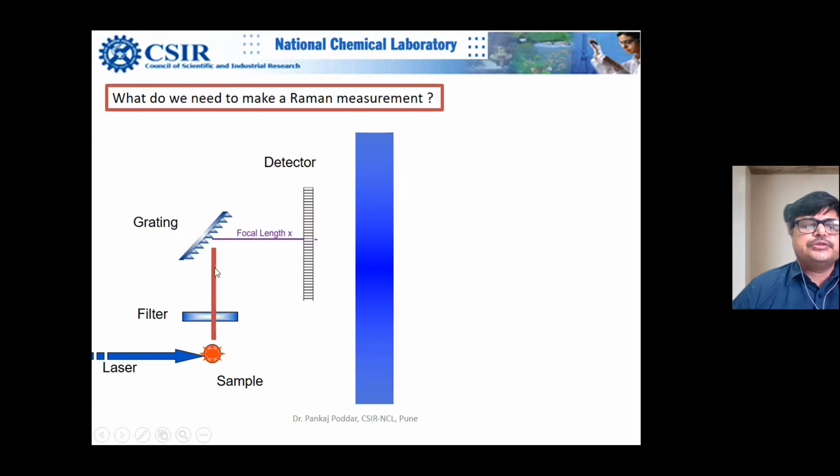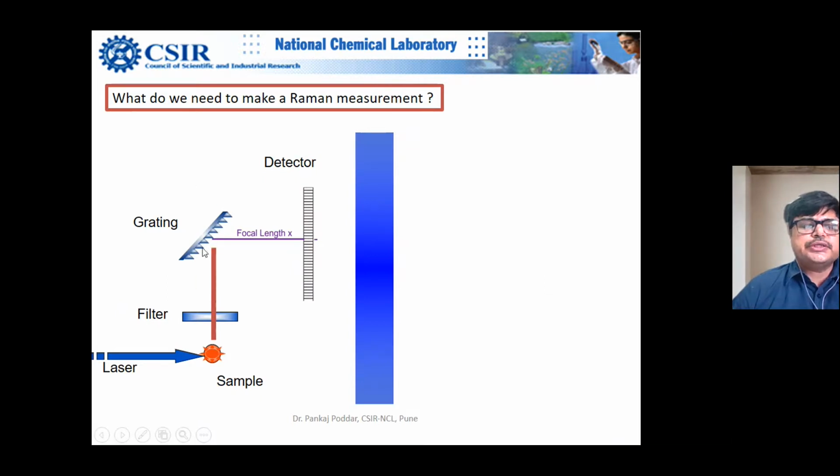So once you get rid of the Rayleigh line, it's not like only the elastically scattered photons are cut; depending upon the quality of the filter, there is some bandwidth. So you may lose some lower phonon modes, actually below 100 centimeter inverse. So there are solutions for that, depending upon what kind of Raman shift you are interested in.